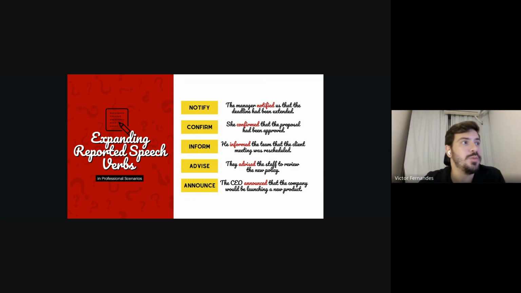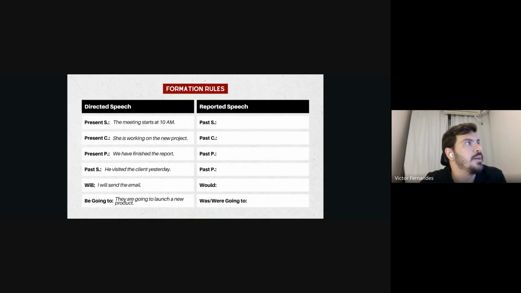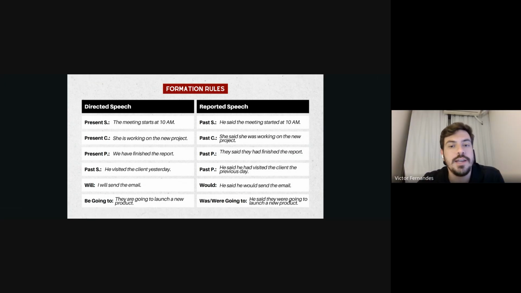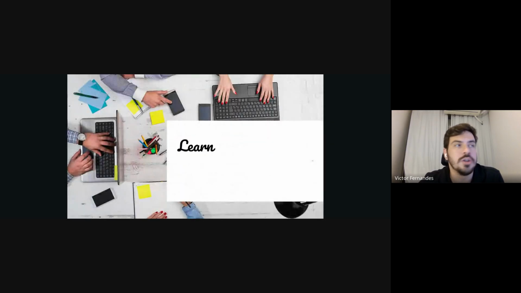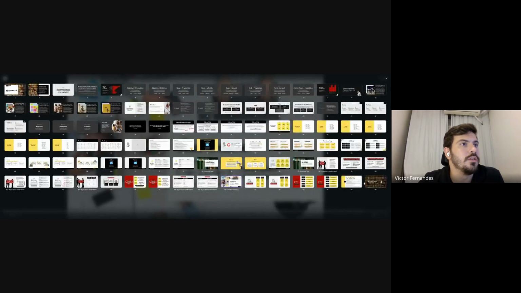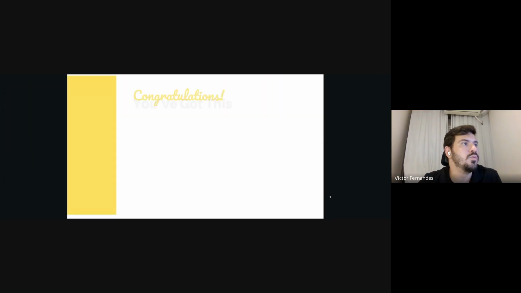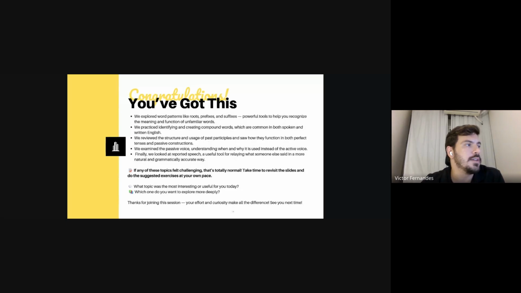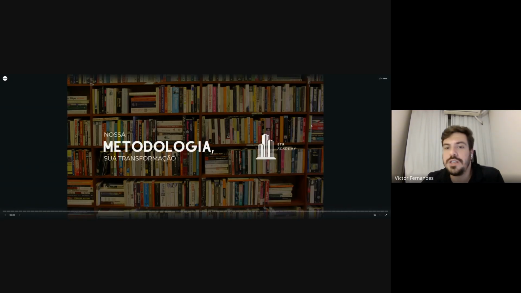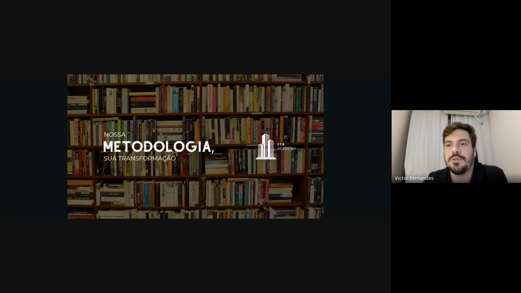All right, so that would be the reported speech with some exercises and information rules. From pages 88 to 94, you have some other exercises. Let me skip to the last part. So this would be the last part of the exercises to practice the reported speech and everything we have seen in this material, which means that we reached the end of our material.